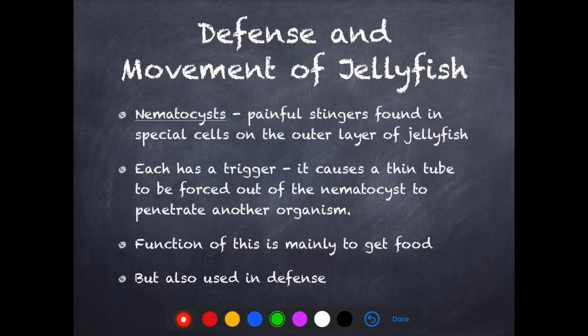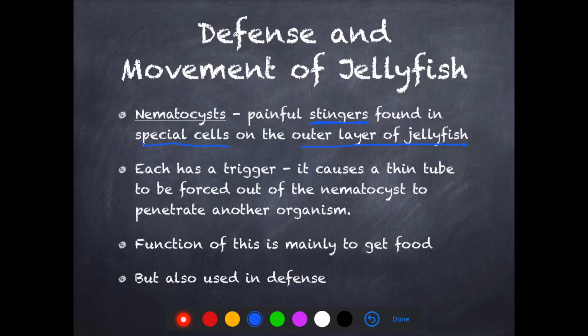Okay, so like I said before, jellyfish have defense and movement mechanisms. There's something called nematocytes, which are basically the stingers that I talked about that you don't want to get tangled up in. These nematocytes are found in special cells on the outer layer of the jellyfish. And I have a picture to show you, so it'll make sense. Just hang in with me here.